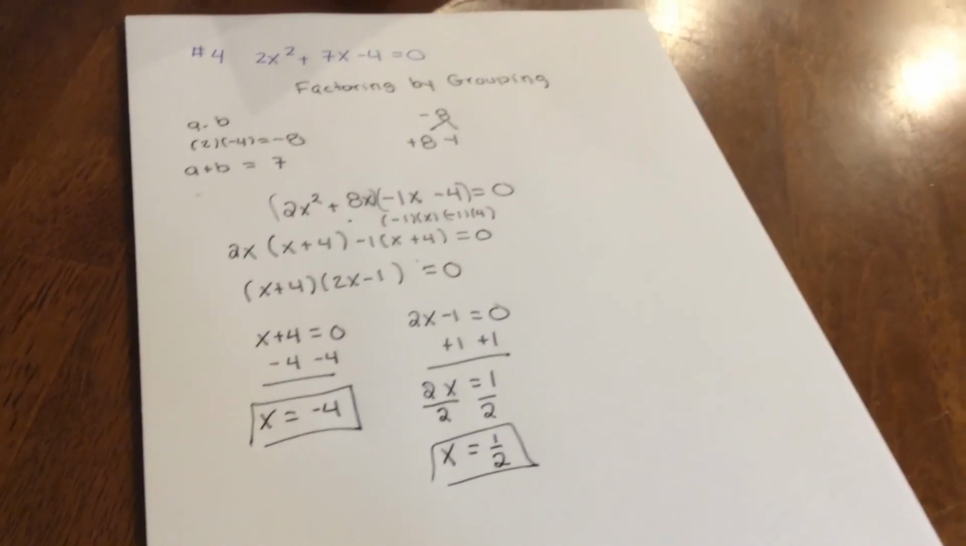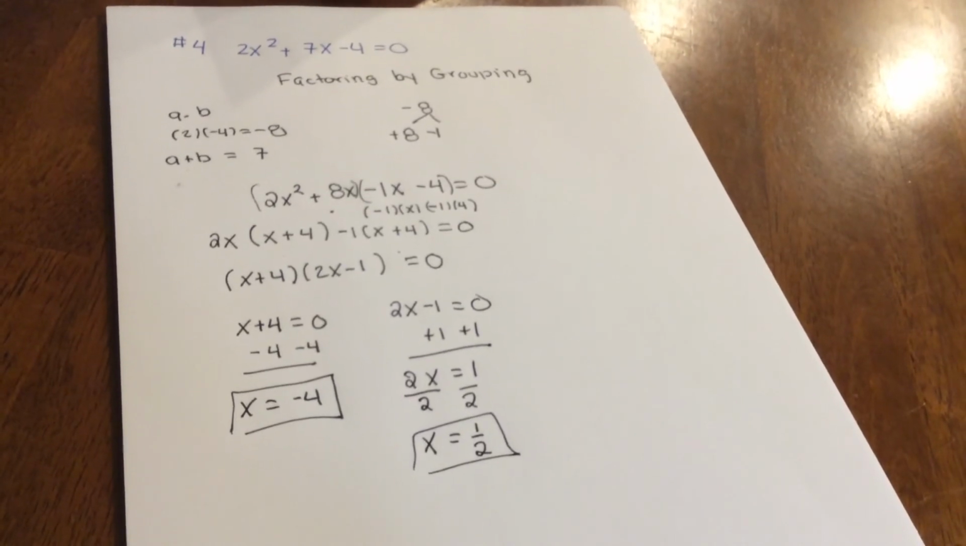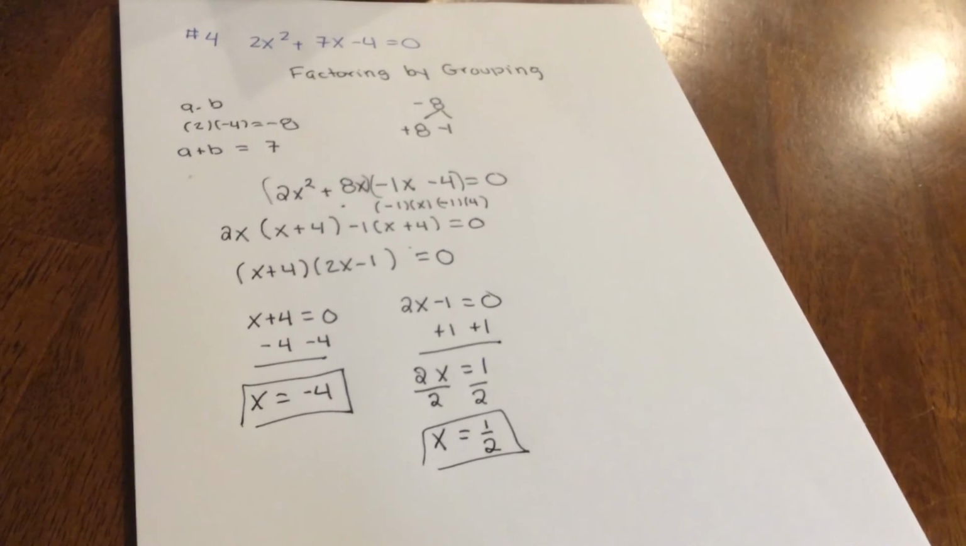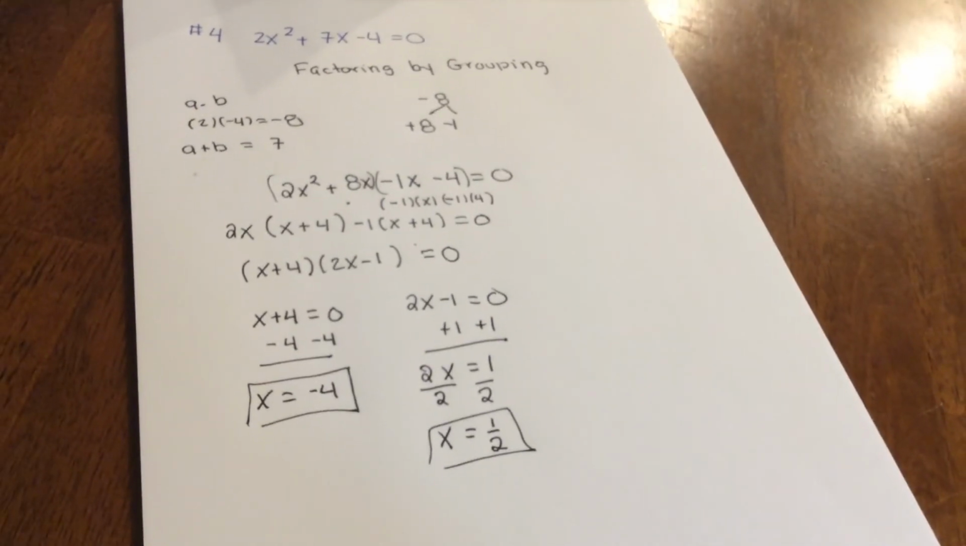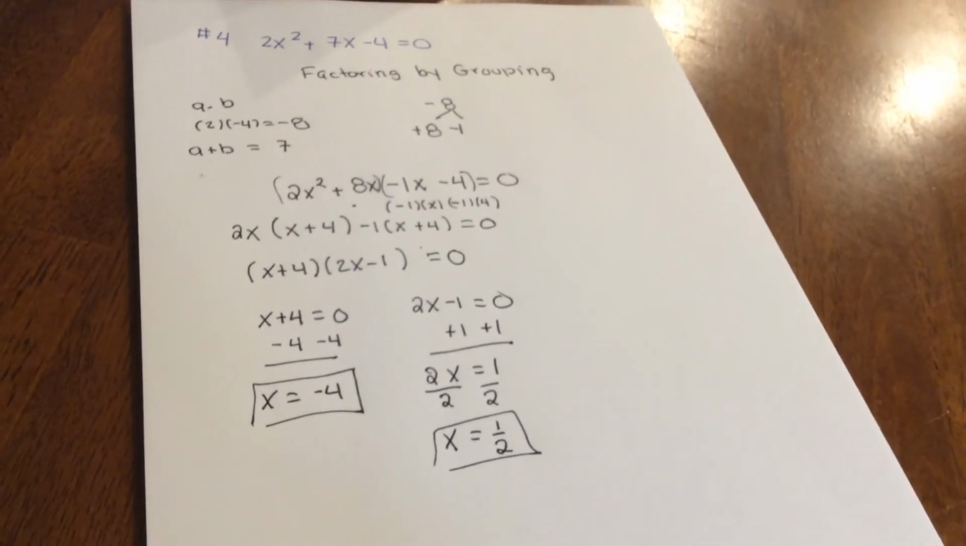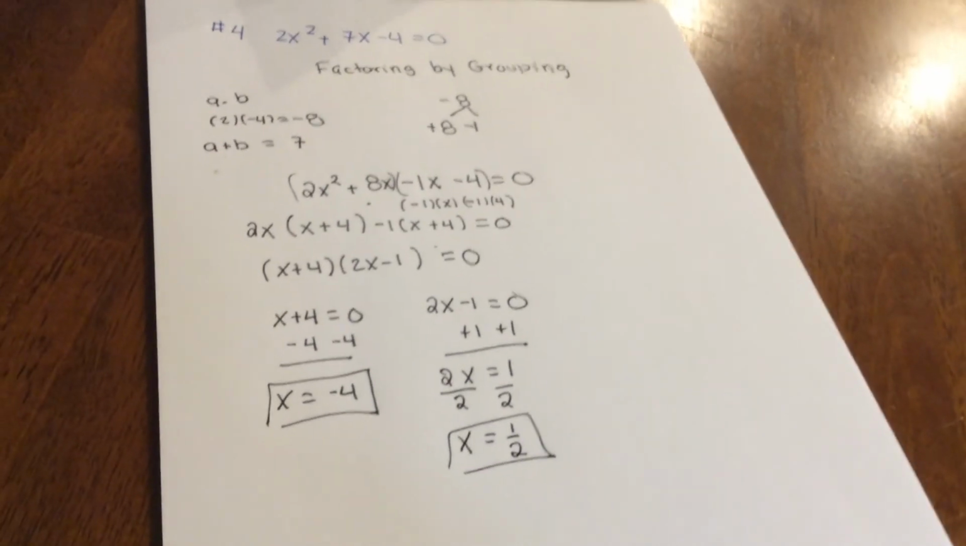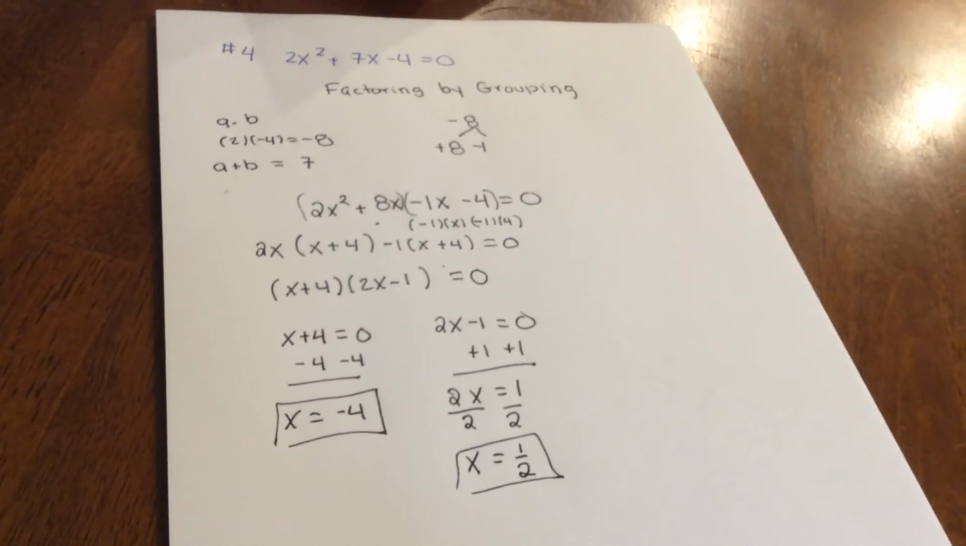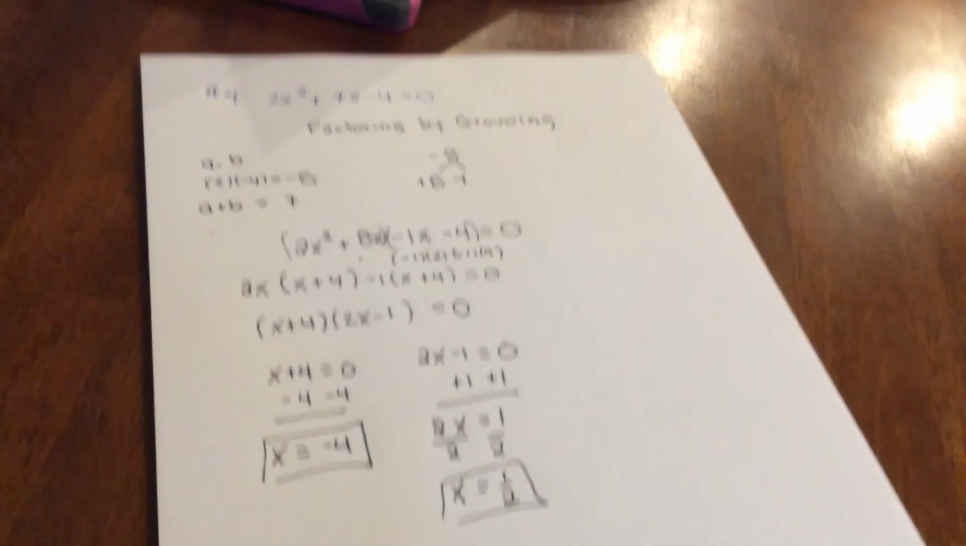If you were to put 2x squared plus 7x minus 4 into Desmos, you should see that it crosses the x-axis at -4 and at 1/2, because those are the solutions. So this is how you go about factoring by grouping, and that's the assignment that I gave you today.